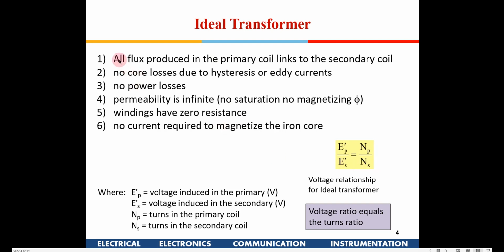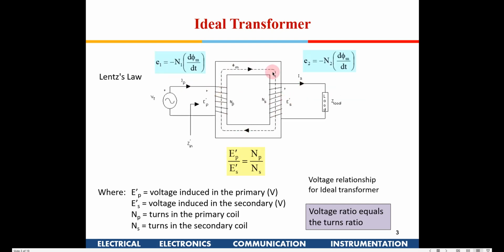Okay, first one is all flux produced by the primary coil links to the secondary. So this is an ideal transfer, that may not happen always, right? So you have to take care that whatever flux is produced by the primary coil is linked to the secondary. So no core loss due to hysteresis or eddy currents. This is the core, right, in which the magnetic field flows. So there should not be any hysteresis loss.